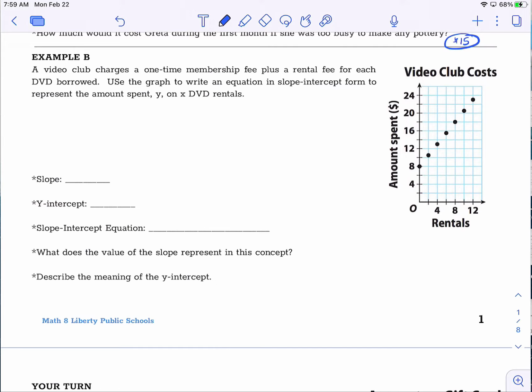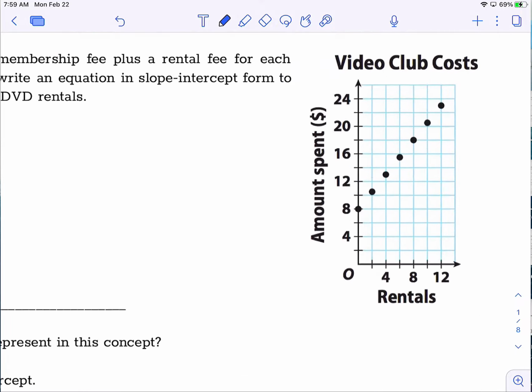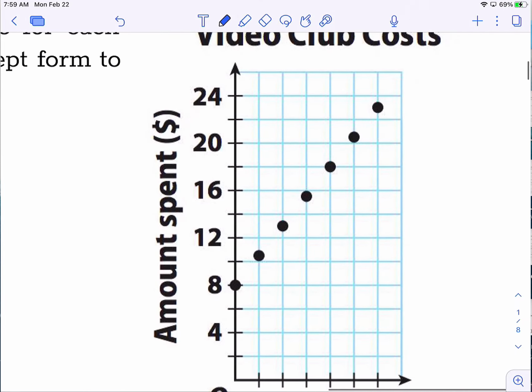All of the things that I asked here on the left are things that we've done a million times over the last few modules. So let's go back here and look. First thing we want to do is find the slope. Whenever I want to find the slope from a graph, I'm going to use rise over run.